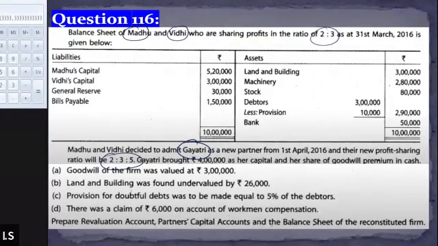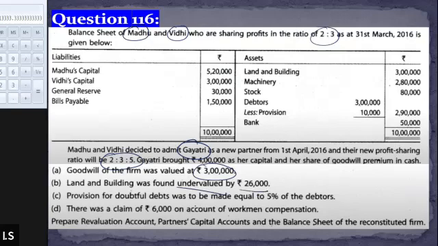And share of goodwill premium in cash. Goodwill of the firm is 3 lakh, right? So out of 3 lakh, we need to determine the value that Gayatri brought in as her share of premium for goodwill. Land and building was found undervalued by 26,000.